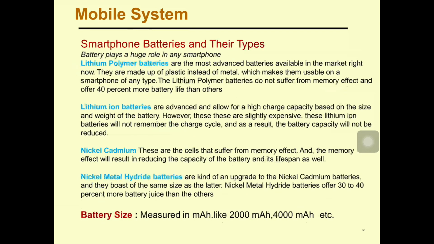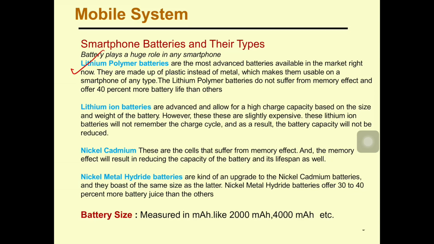Now, types of mobile phone batteries. There are several types of mobile phone batteries. First one is the lithium polymer battery. Lithium polymer battery is the most advanced battery available in the market right now. They are made up of plastic instead of metal. This makes them suitable for smartphones of any type. Okay. Lithium polymer batteries do not suffer from the memory effect and offer 40% more battery life than the others.